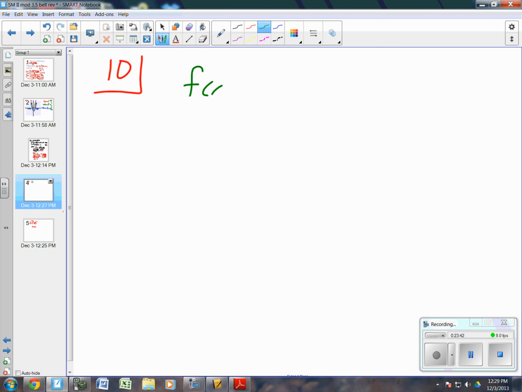f of x equals x squared plus 4x minus 12. I think you guys all know how to find f of 0. What am I going to do to find f of 0? Put 0 in for x, just evaluate it. Now it's going to be easy because that's going to be 0, that's going to be 0. The answer is what? Negative 12, okay?